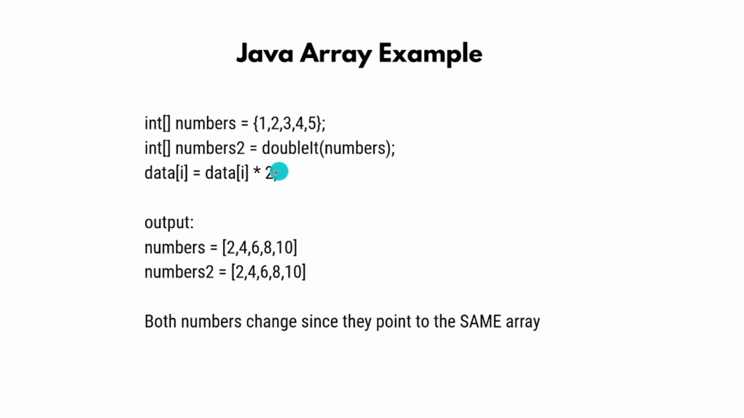It's important to note that numbers does not store the actual data, it stores a reference to it. So what happens when you call this function? When you call int[] numbers2 = doubleIt(numbers), Java passes by value, but the value of numbers is its memory address, so the function receives a copy of the address. Inside the function, data points to the same array as numbers. So here, data[i] is equal to data[i] squared. Since data and numbers point to the same array, changing data[i] changes the original array as well. That is why in the output you have both of them changed and doubled.